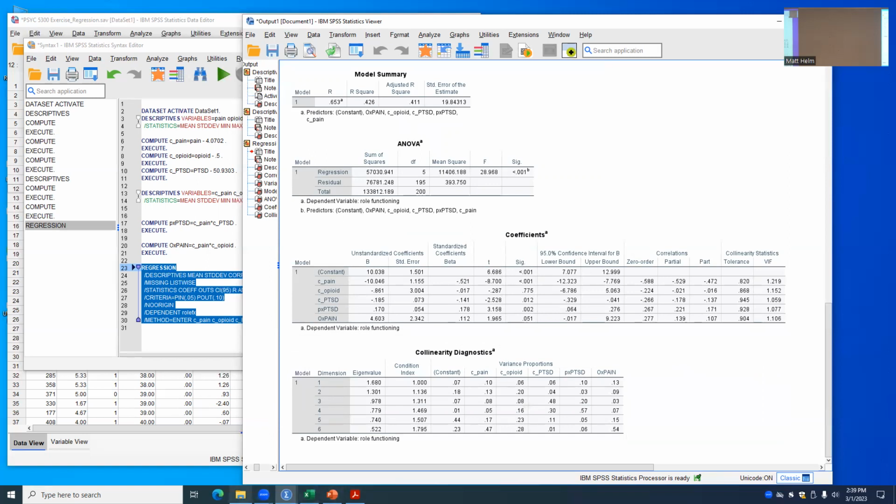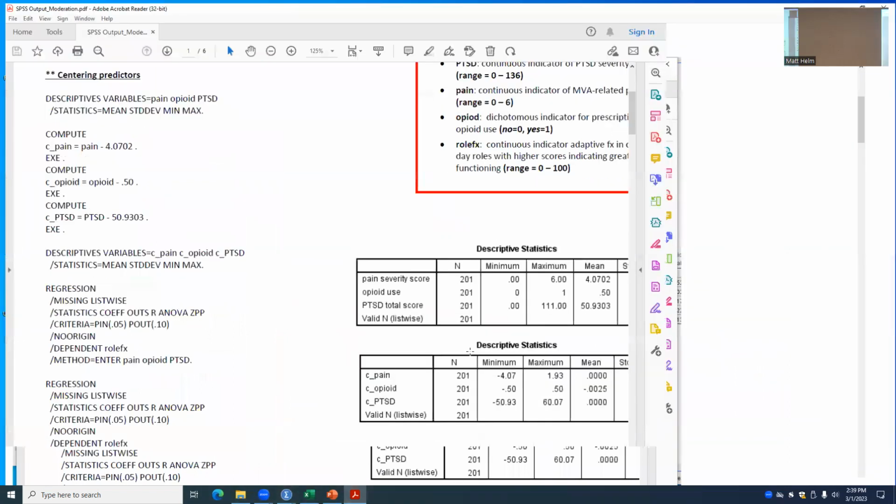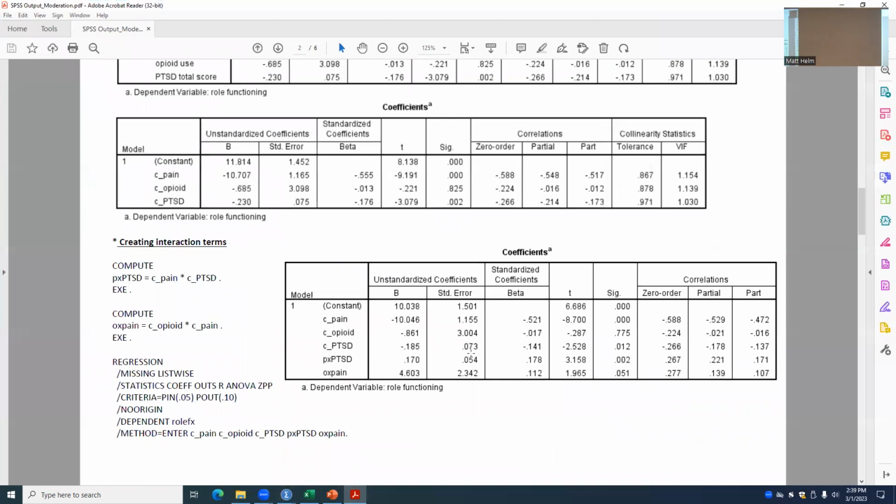Okay, and so what we'll do is pop this back up just so we can see a little bit better. Okay, so here's my main model. Mesa, if we're looking at my main model, what am I seeing down here in terms of what we're seeing in this model?